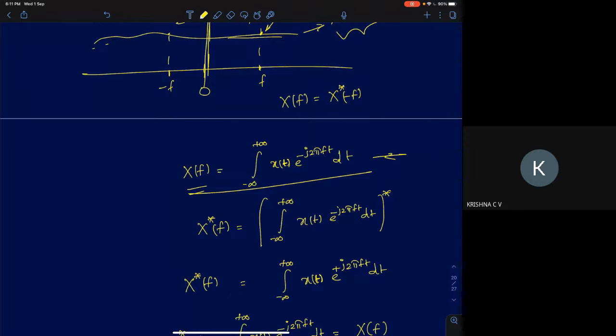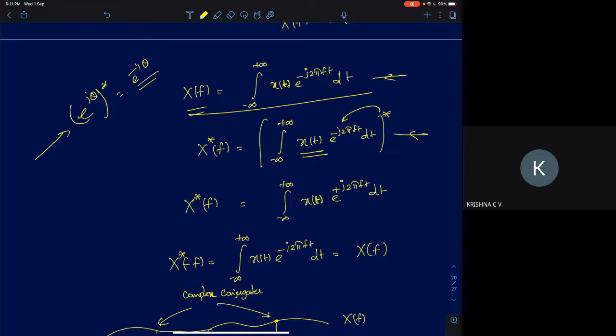So I'll take the conjugate of this whole integral, and then bring this conjugate inside. Since x of t is real, for a complex number e power j theta, the conjugate will simply be e power minus j theta, right? It follows directly from Euler's identity. So e power minus j 2 pi ft becomes e power plus j 2 pi ft. So x star of f, x conjugate of f, is given by this integral.